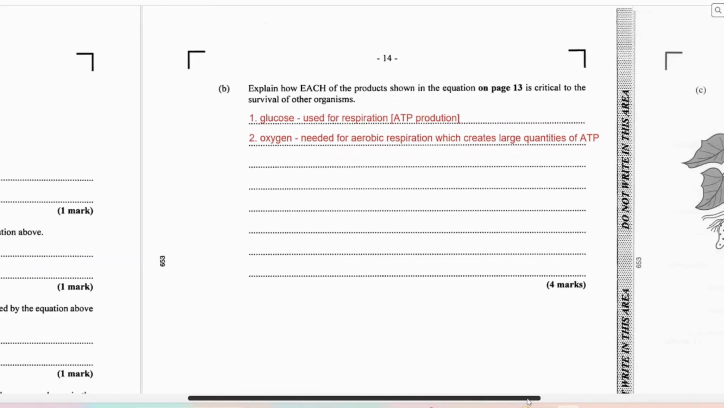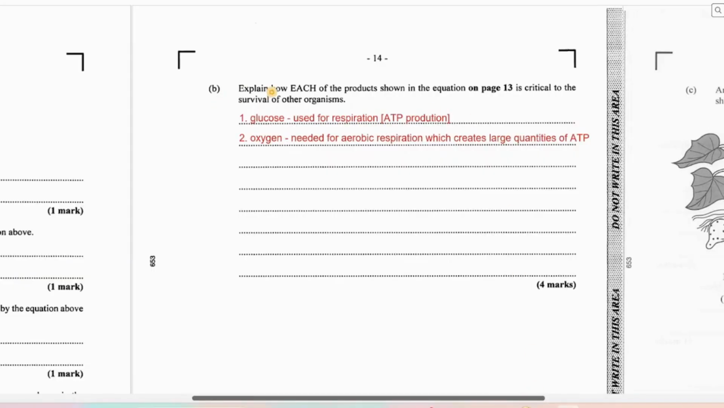Then we have part B. So explain how each of the products shown in the equation on page 13 is critical to the survival of other organisms. So we have named the products, we have identified it to be glucose and oxygen. So again, if you got that part wrong in terms of identifying what the products were, then automatically you would get this part wrong. So be careful when answering your questions.